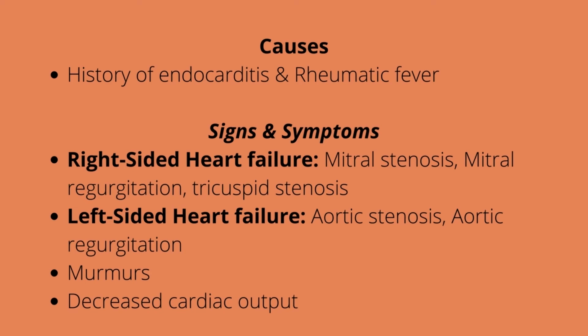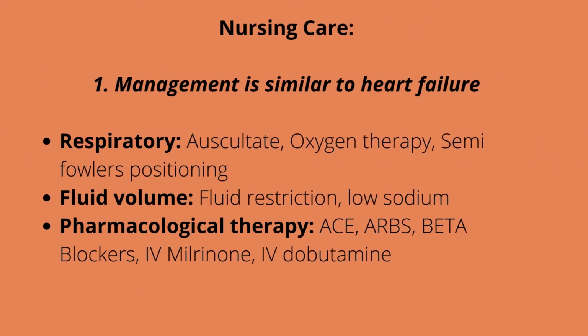Some signs and symptoms of this include right-sided heart failure, because this will lead to left-sided heart failure. So with left-sided heart failure, we'll have mitral stenosis, mitral regurgitation, and tricuspid stenosis. With the right side, we'll have aortic stenosis, aortic regurgitation. We'll also have some murmurs you could hear, and we'll definitely have decreased cardiac output issues, because remember, the valves are not closing well, so the output is not that much. So intervention.